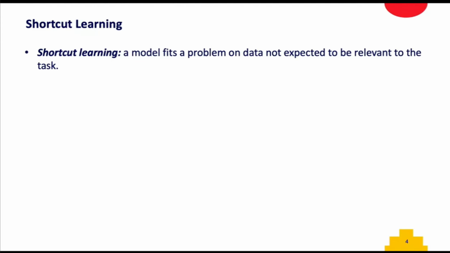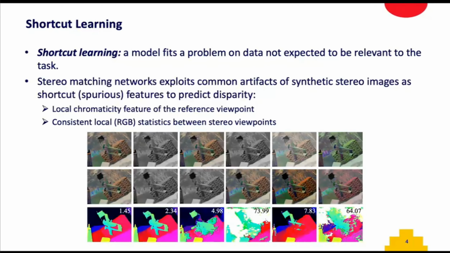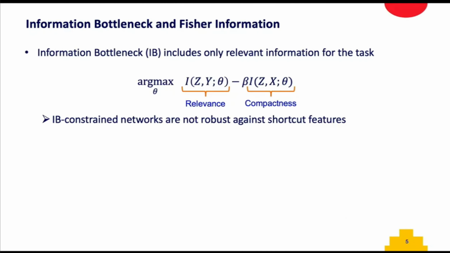We found that stereo matching networks trained on synthetic stereo data exploit common artifacts from those synthetic data as shortcuts for disparity estimation. These shortcuts are local chromaticity features of the reference viewpoint and consistent local RGB statistics from the stereo viewpoints. As shown in this figure, when the mentioned shortcuts are intentionally removed, the performance of stereo matching networks, such as PSMNet, that is trained on synthetic data, drops significantly.